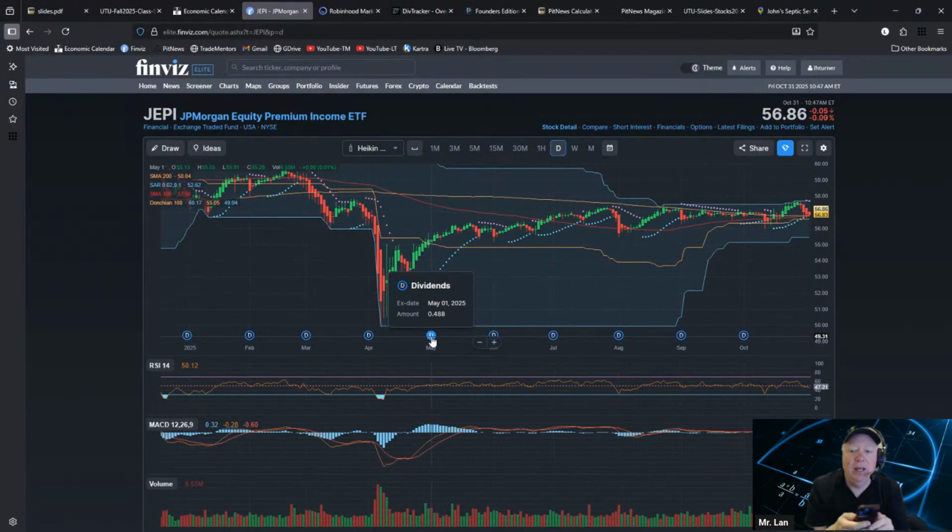So here we go. Dividends are at 48 cents per share. We're going to go times 0.48. So you're going to get $85 per dividend, not quarterly, monthly. And you're going to get 4 of those in a quarter. So now we're going to go times 4, equals $342 on your $10,000 investment in JEPI.